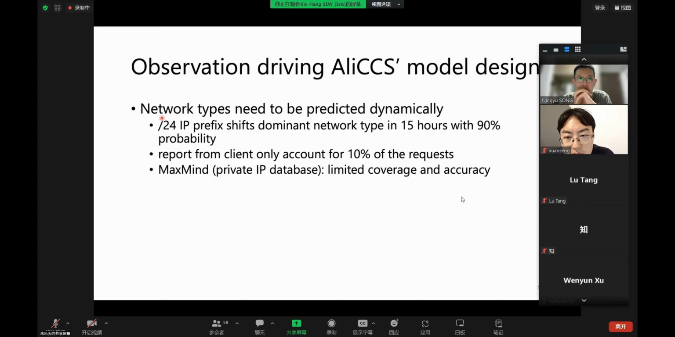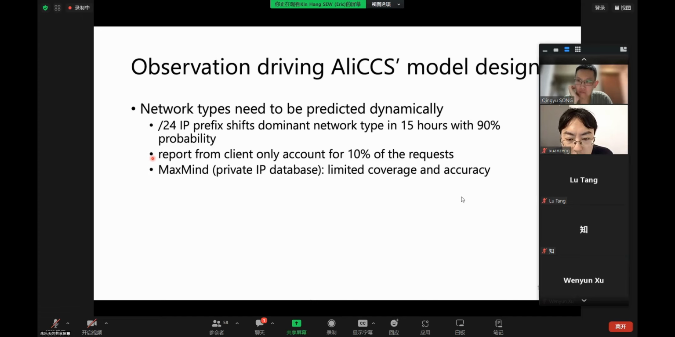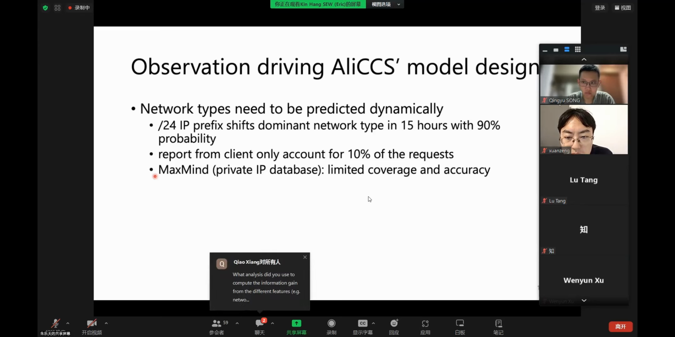Also, we noticed that the network types need to be predicted dynamically because the /24 IP prefix shifts dominant network type in 15 hours with 90% probability. However, reports from clients only account for 10% of the requests. It means that only around 10% of those requests carry explicit client-provided labels for the network type, and the remaining 90% don't have an explicit label for the network type. An alternative would be a private IP database, MaxMind, but it only has limited coverage and accuracy.